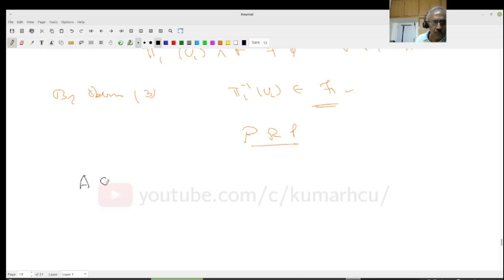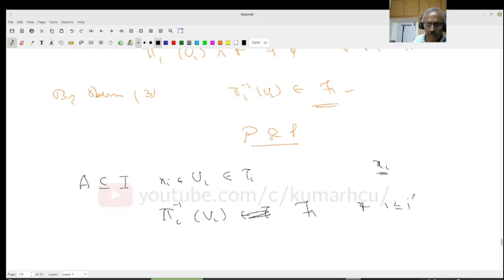Now choose any finite subset A of I and choose open sets U_i in tau_i so that my x_i, remember my x_i's are all fixed, they are not variable now, right? Okay, right, this x_i belongs to U_i, right? Okay, now what do I know about pi_i inverse of U_i? These are all in script F for 1 less than or equal to i less than or equal to whatever, if the modulus of A is n.